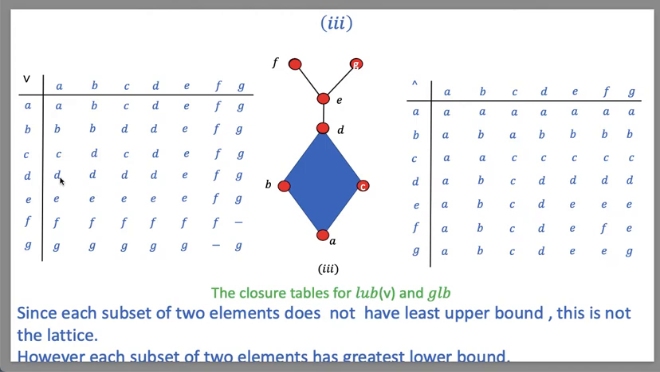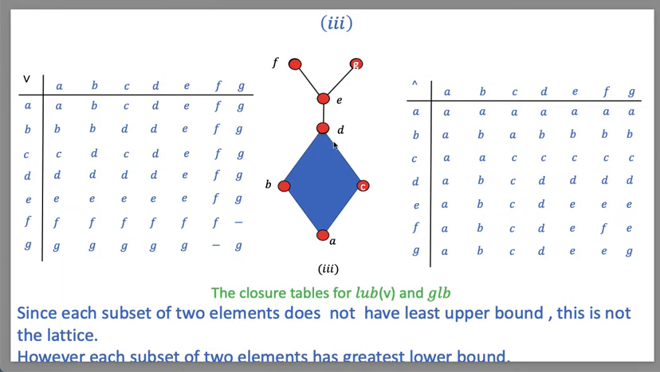Now similarly with D, least upper bound of D and A is D. D and B is D. D and C is D. D and E is E. D and F is F. D and G is G.